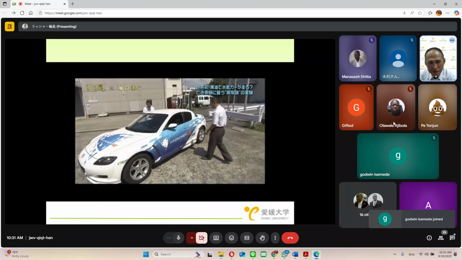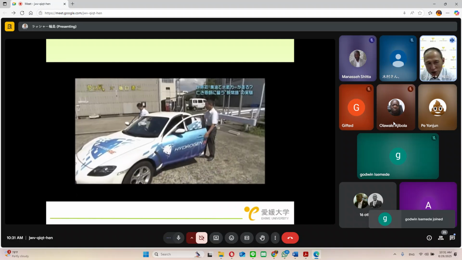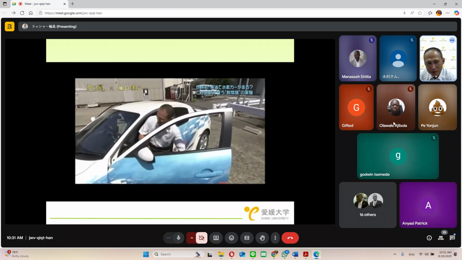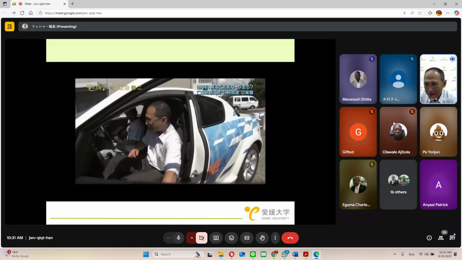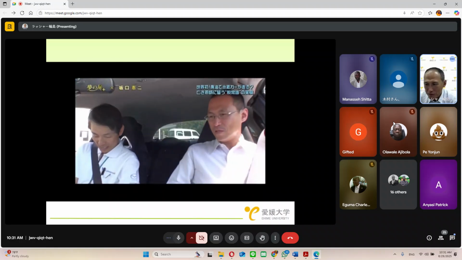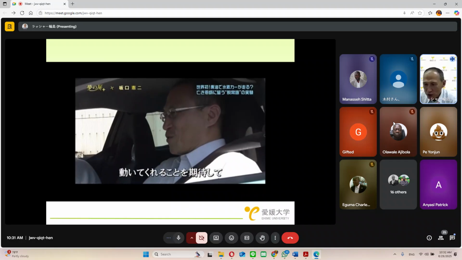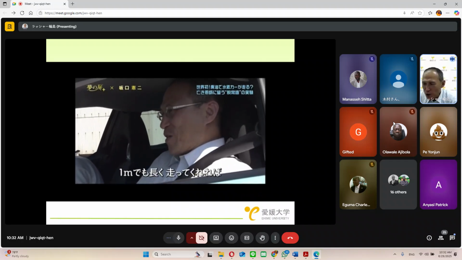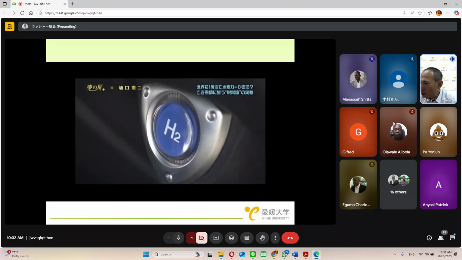Here is a hydrogen vehicle car. Please note that this vehicle uses a hydrogen fuel engine, not the fuel cells.